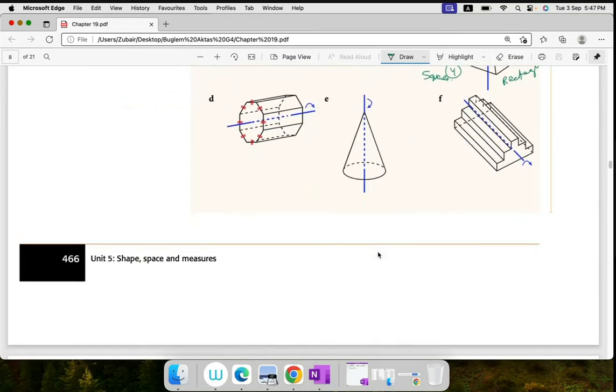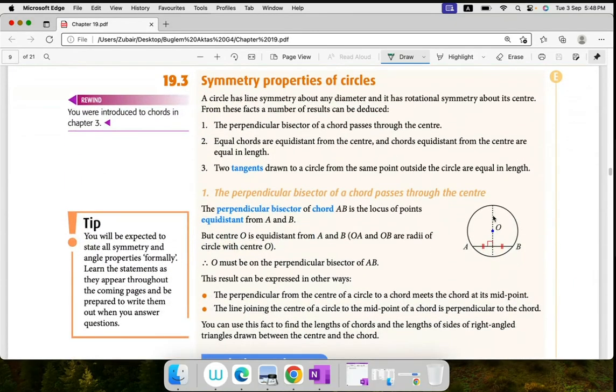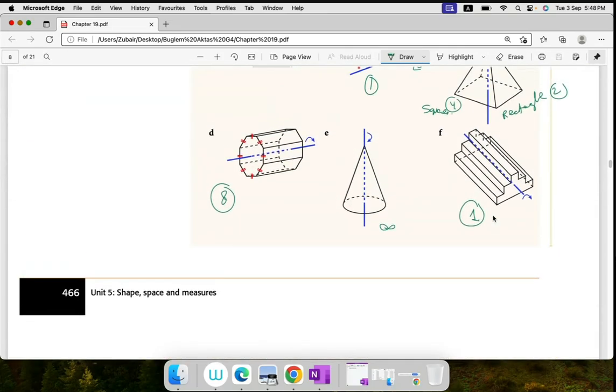D part, I think it can move 8 times. Very good. E, infinite. F, once. They didn't ask about the cube.